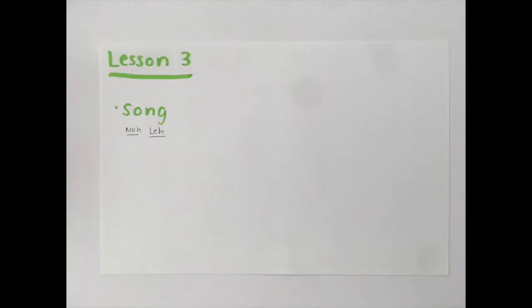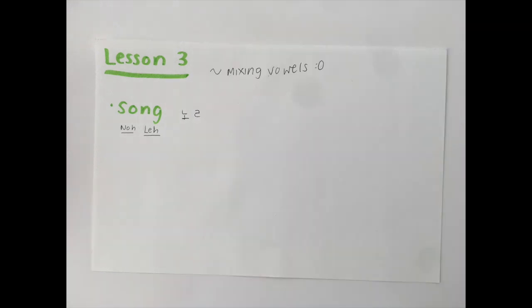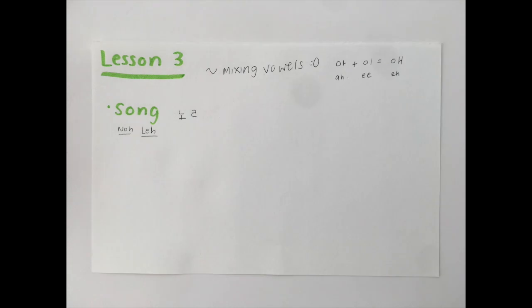I'm already going to tell you you don't know how to spell this word, but we'll work on it together. You already know how to say no, but what is this eh sound? We know it starts with the L sound, but what's this eh? Well, this is our introduction to mixing vowels. Just like being able to have two consonants, you could have two vowels working together to make a new sound. For example, if you mix an A and an E, it'll make 에. Cool. And now we could also spell song, 노래.